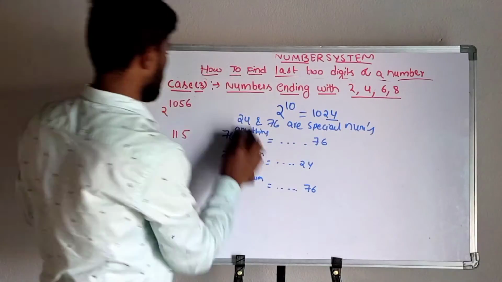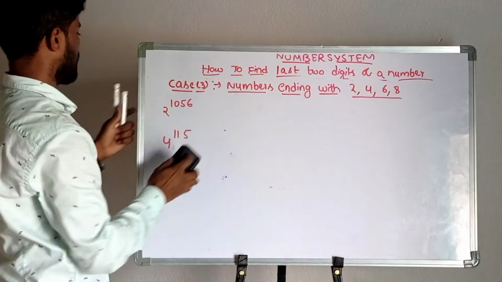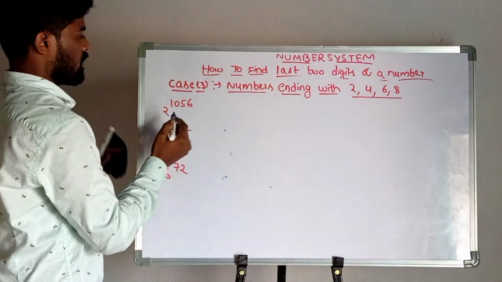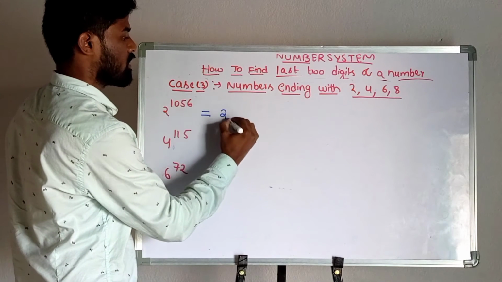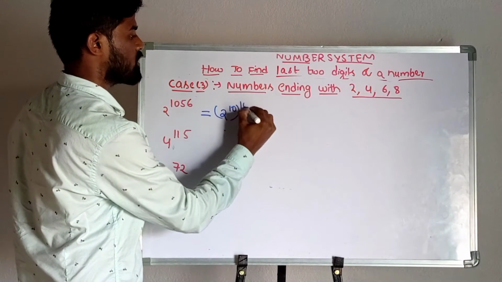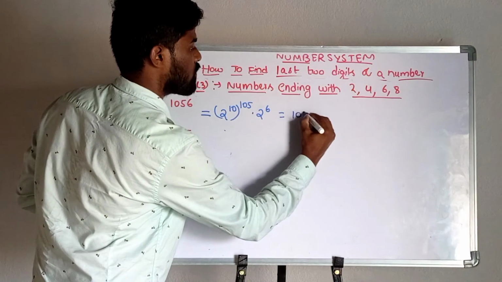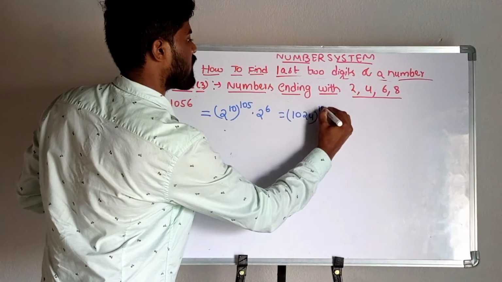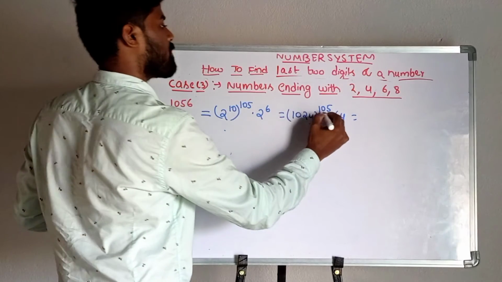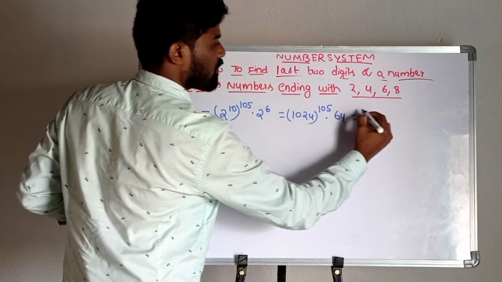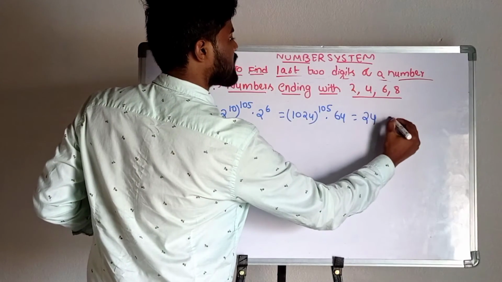Let's solve some examples. 2 to the power of 1056. We can write this as 2 power 10 whole power 105 into 2 power 6. 2 power 10 is 1024 whole power 105 into 2 power 6 is 64. 24 raised to the power of odd number always ends with 24. That means this number ends with 24 and here 64.